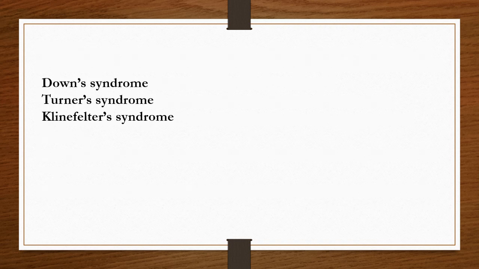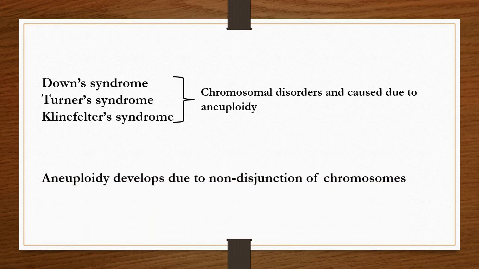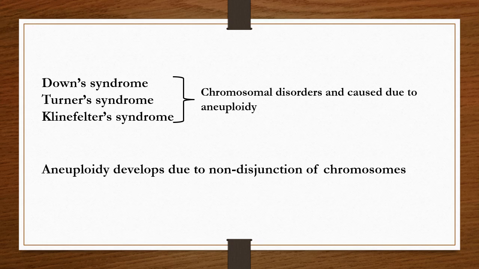So that is the first one. Down syndrome, Turner syndrome, Klinefelter syndrome. All these three diseases are caused due to chromosomal disorders and caused due to the aneuploidy. Aneuploidy is due to the non-disjunction of chromosomes. Aneuploidy develops due to the non-disjunction of chromosomes during meiosis. So the correct answer is option 4 for this question number 1. Answer is 4.